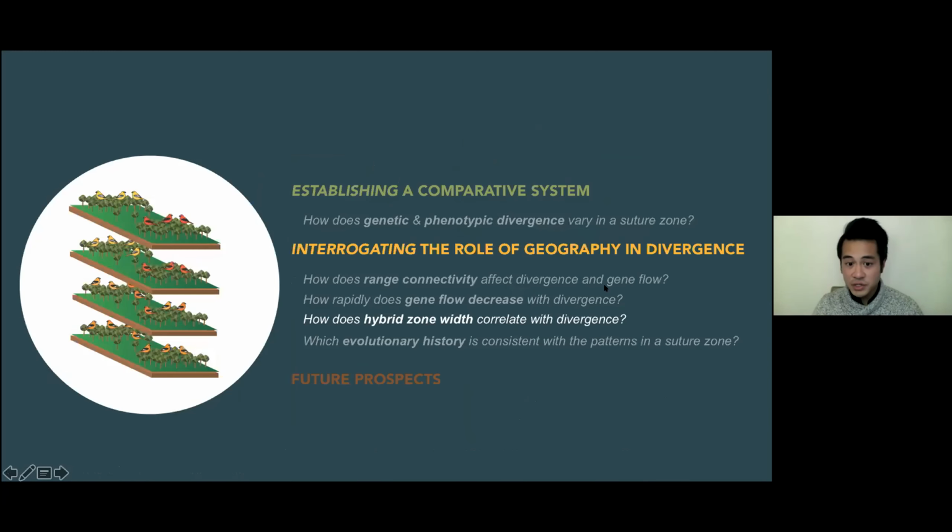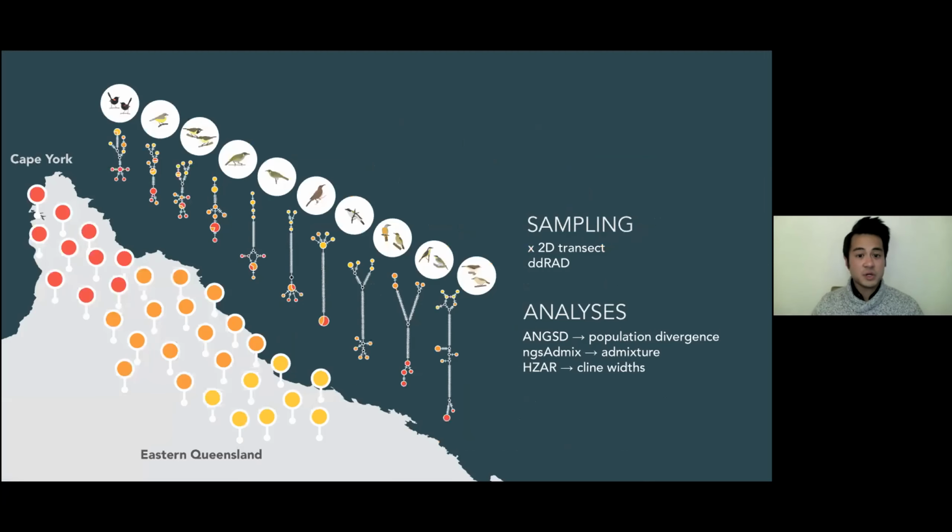So, last couple of questions: how does hybrid zone width correlate with divergence? Here we go back to sampling different systems from that 35 that I mentioned previously. Instead of sampling allopatric populations here, we did more of a two-dimensional transect across the landscape, and also used ddRAD for this particular analysis. So here are the 10 candidates with different levels of divergence like previously, and then I analyzed population divergence, admixture, and cline widths in the system.